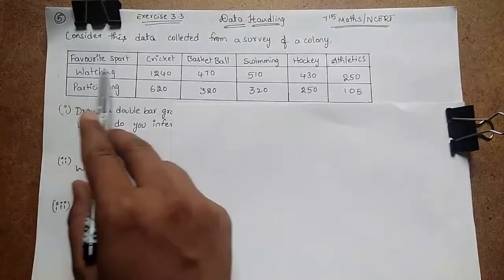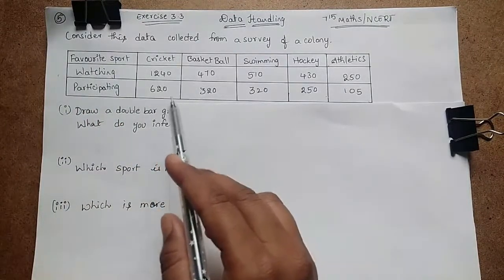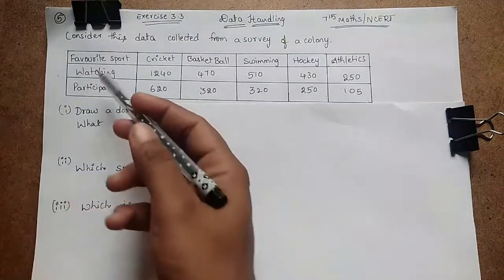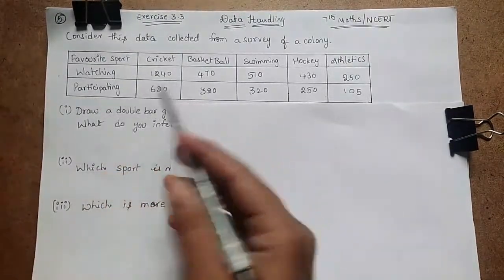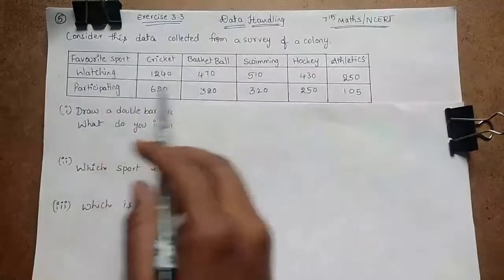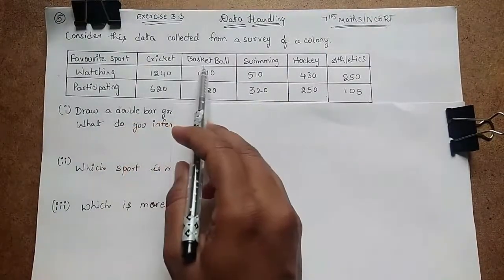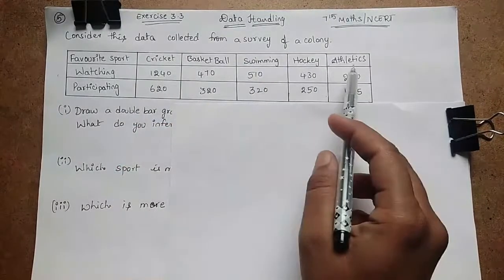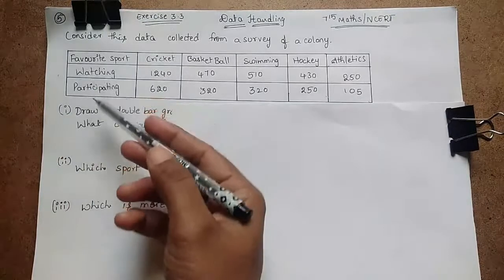The survey is about which favorite sport there is, and how many members are watching and how many are participating. They were tabulated like this. From the data, see here: cricket, basketball, swimming, hockey and athletics. See here, watching and participating, these were the members.